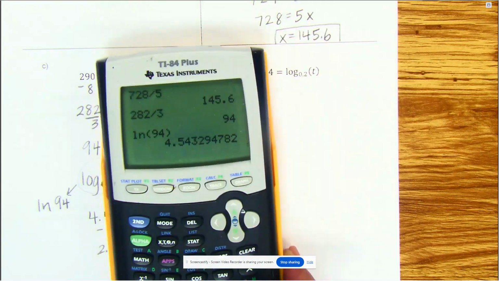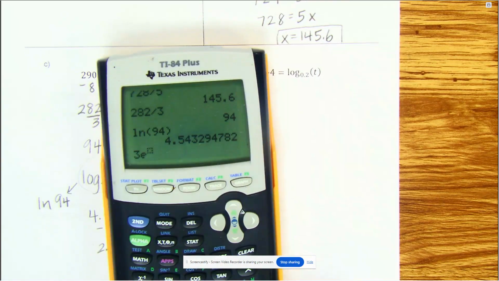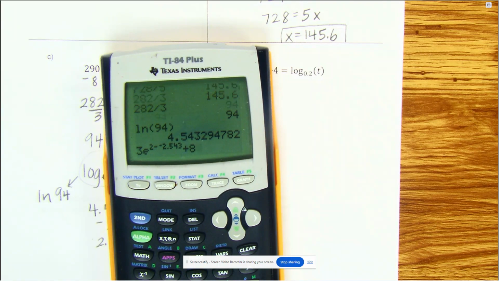Again, how do we check? I'll show you how to check this one. So you go 3 times e to the 2 minus negative 2.543 plus 8. And when I hit enter, it should equal close to 290. 289.9. Close.